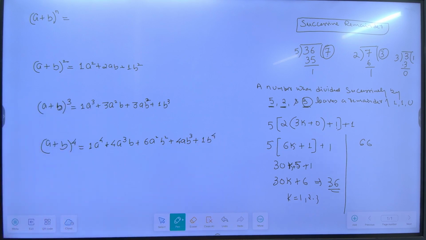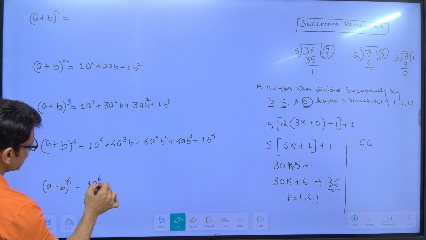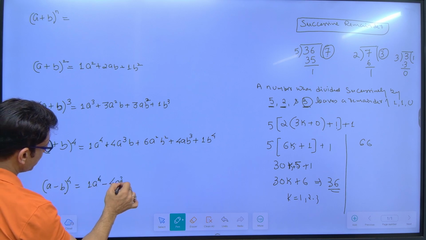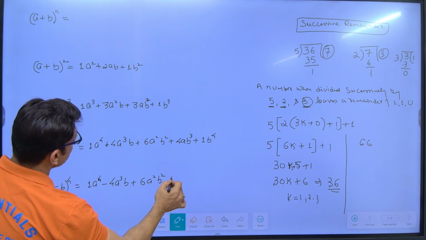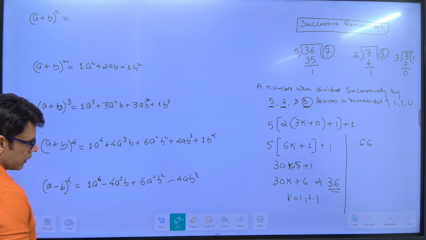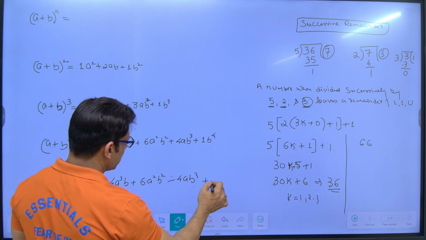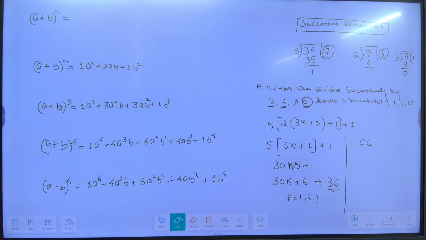And if it is minus, I can also write plus minus: 1a raised to the power 4 minus 4a cube b plus 6a square b square minus 4ab cube plus 1b raised to the power 4. Same goes for a minus b whole cube, right? So here, I don't want you to expand it right up to 5, 6, 10 powers. You don't have to do that.